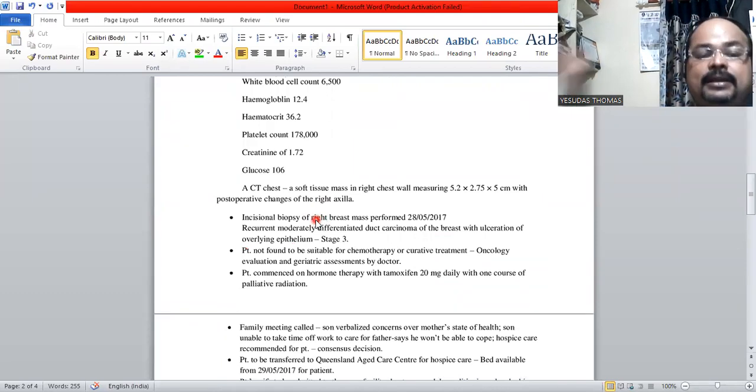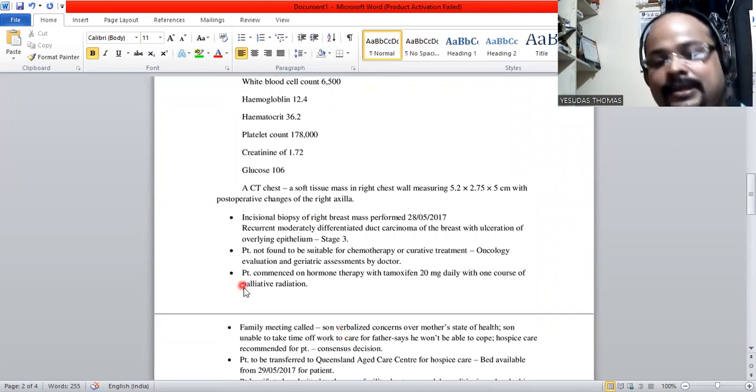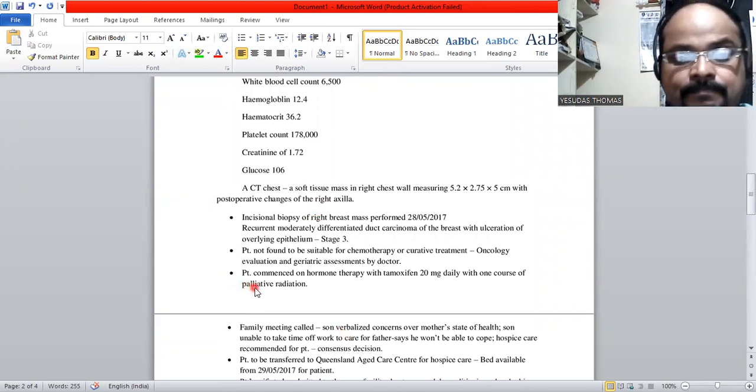Now, after that, you are going to see about the treatment. So he is now not fit for the treatment. A curative therapy or a chemotherapy is not suitable for him as per the assessment which we have made. So what we are going to suggest for him is hormonal therapy, with tamoxifen 20 mg daily. And we have already provided one course of palliative radiation at our care.